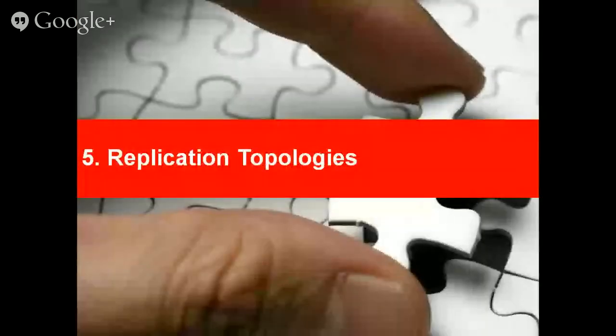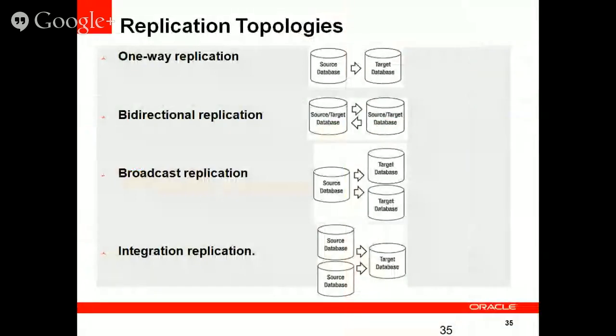So replication topologies, this is the fifth point. One-way replication is possible, where the source database will send data to the target database. Then bidirectional replication is also possible, meaning the source database will send data from source to target, and even the target database will send data from target to the source. So this is called bidirectional replication.